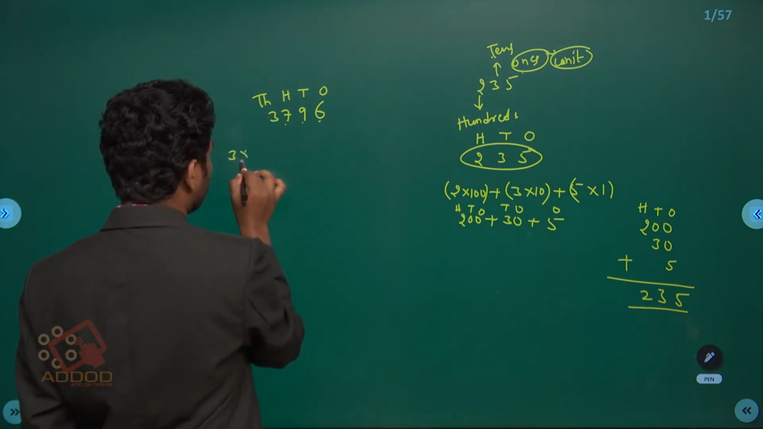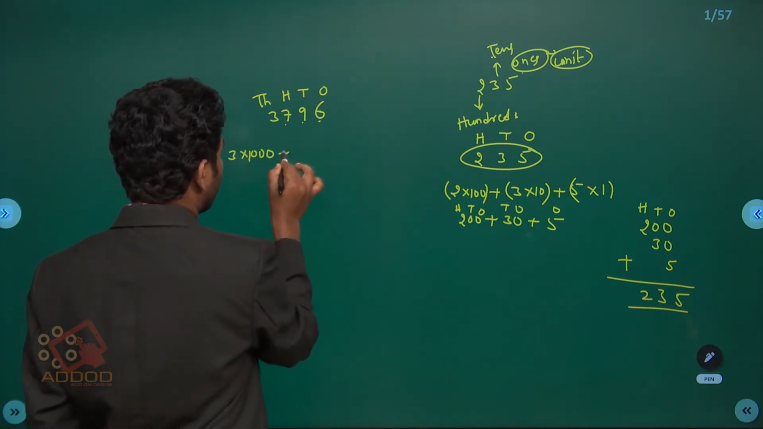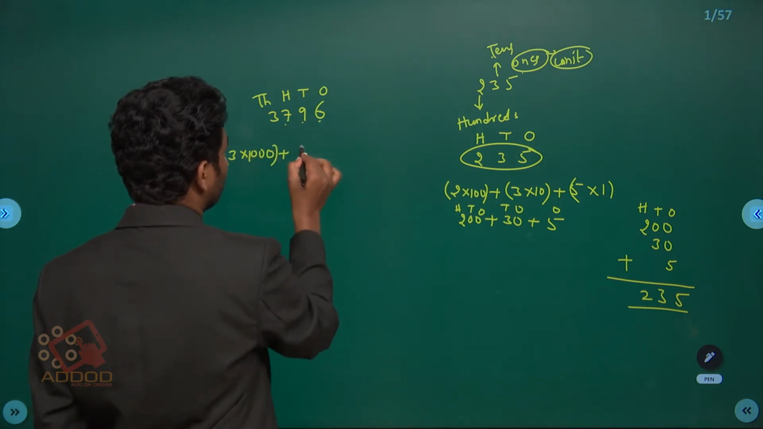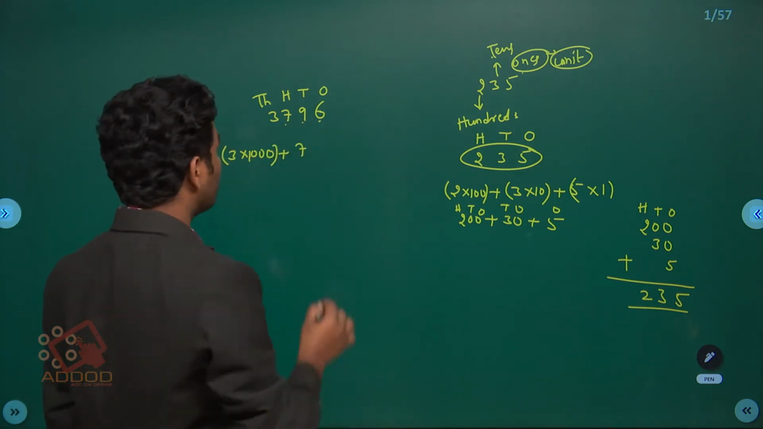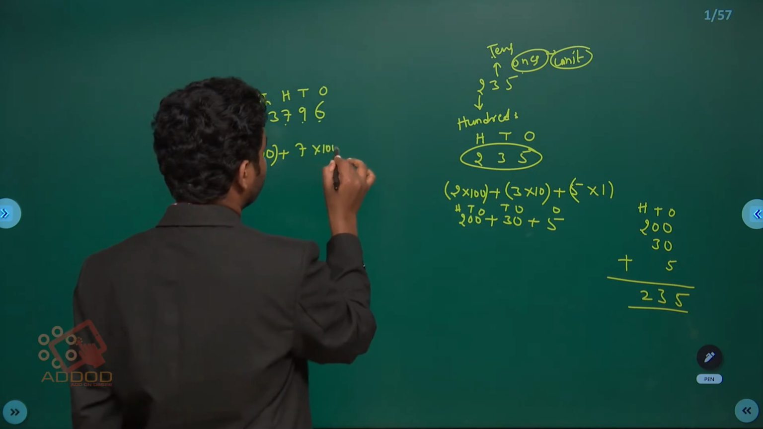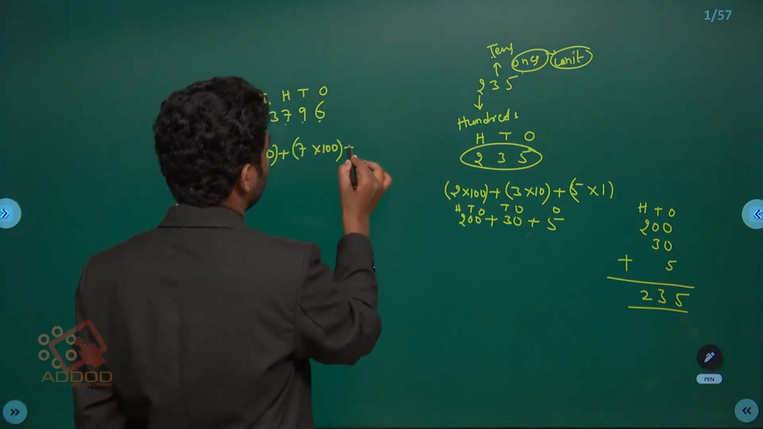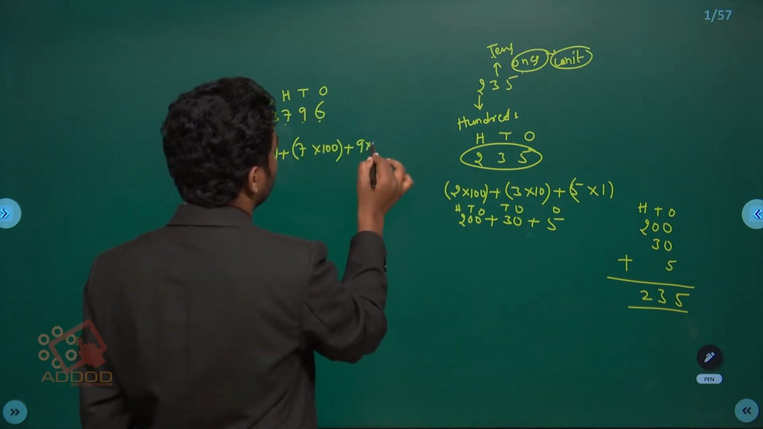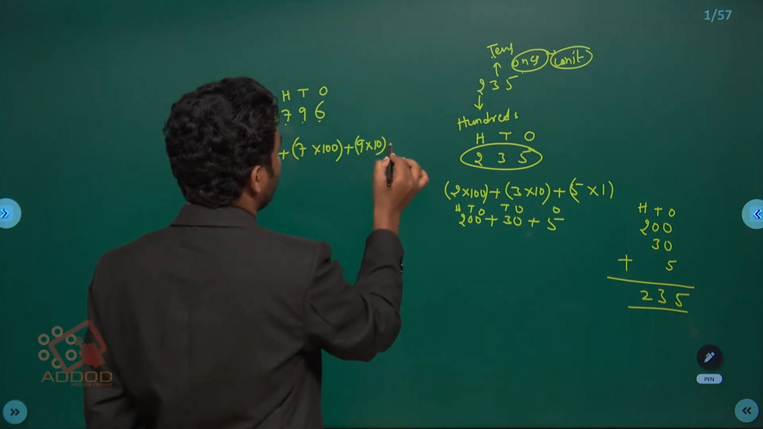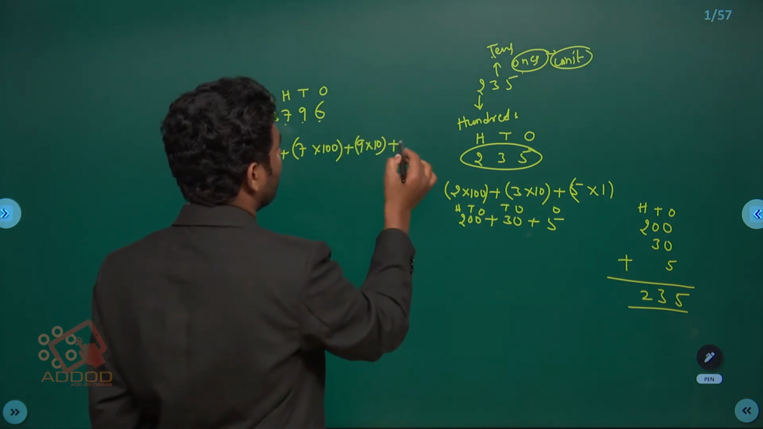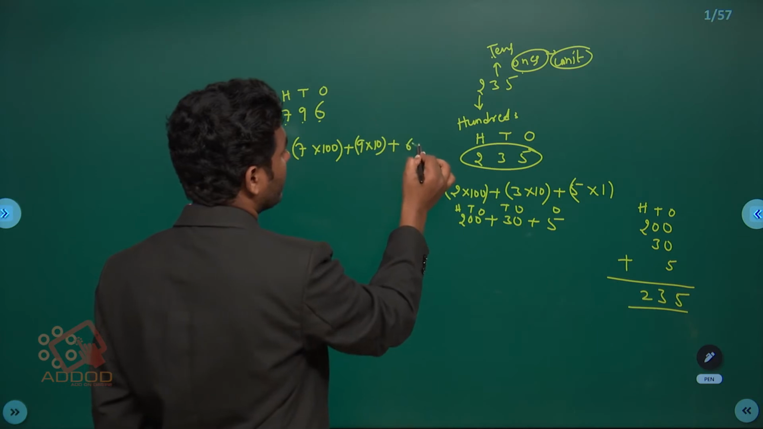So 3 into 1000 we have to take. Here 7 is in the hundreds place, so 7 into 100. Plus 9 is in the tens place, so 9 into 10. And plus 6 is in the ones place, so 6 into 1 we have to take.